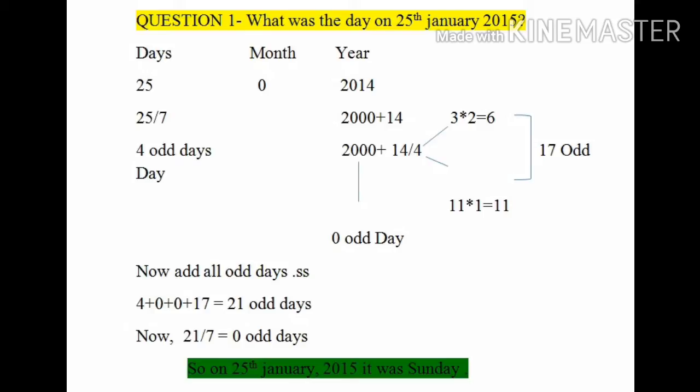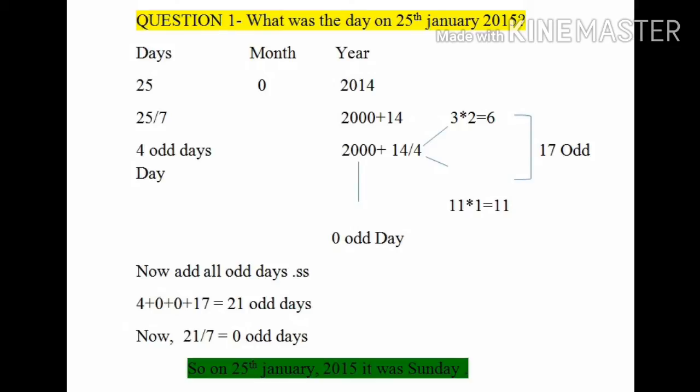Now we divide 2014 in two parts, 2000 plus 14. Here I want to add the fact that every 100 years, which we call a century, has 5 odd days, and every 400 years have no odd days, and similarly 800 years have no odd days, 1600 years have no odd days, similarly 2000 years have no odd days. That's why here we wrote 2000 years have 0 odd days.